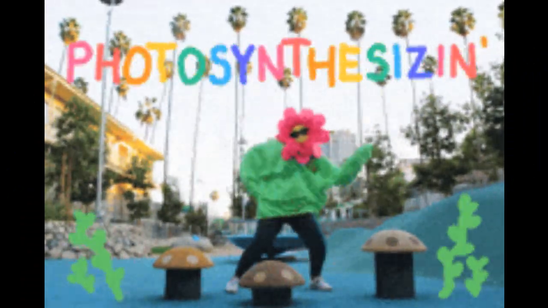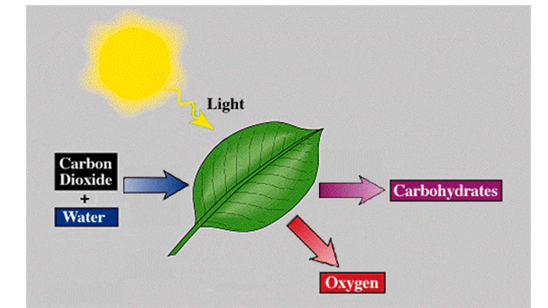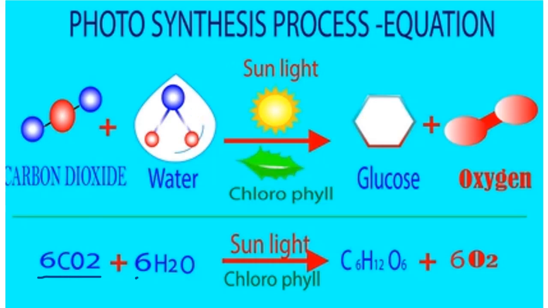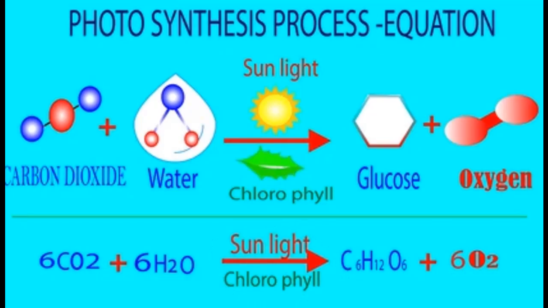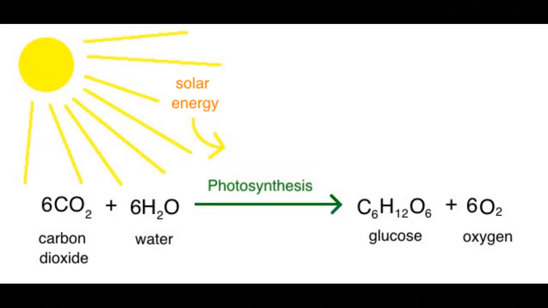Photosynthesis. Plants, algae, and cyanobacteria absorb atmospheric carbon dioxide and convert it into glucose using sunlight and water. The balanced chemical equation for photosynthesis is 6CO2 + 6H2O + light gives us C6H12O6 + 6O2. This process removes carbon dioxide from the atmosphere and forms the base of the food chain.